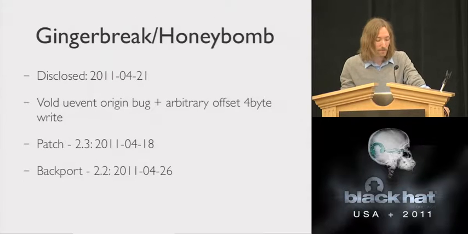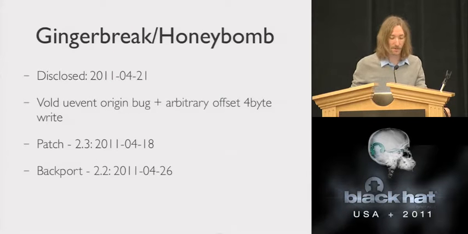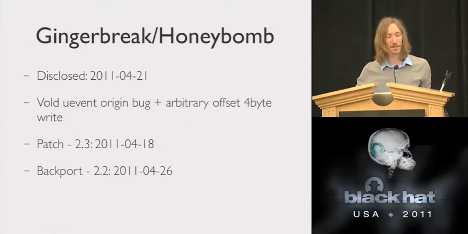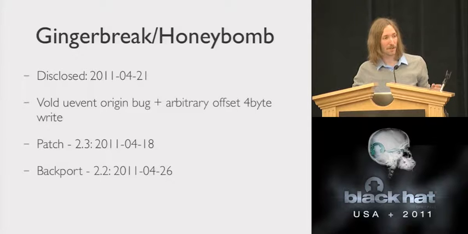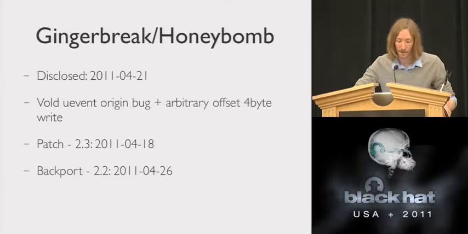Gingerbreak and Honeycomb. These are a little newer ones. This was a bug in Vold. It was actually kind of a combination of two things. It was much like the exploit stuff, where it was an unchecked uevent origin, sending a message from user space up into the kernel. But also that combined with there's an array that didn't do a check, and they would use a negative offset into memory to perform an arbitrary 4-byte overwrite.